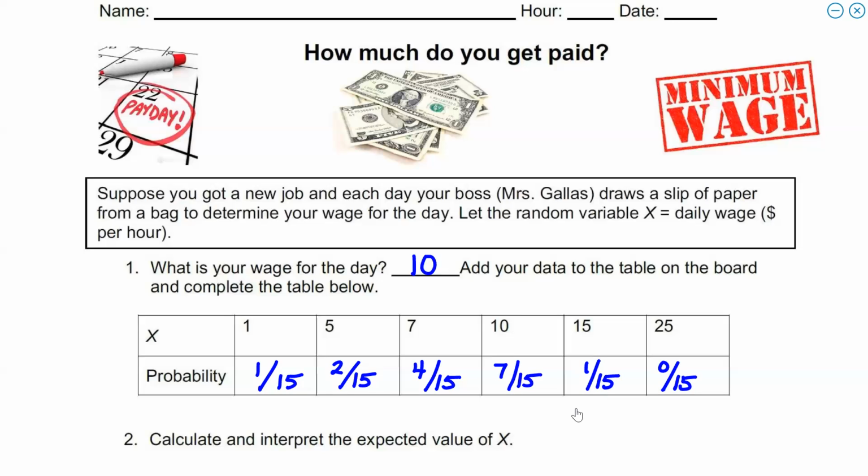I want you guys now to calculate and interpret the expected value of X. So this is very similar to that last question that was on the check your understanding. Calculate and interpret the expected value of X.